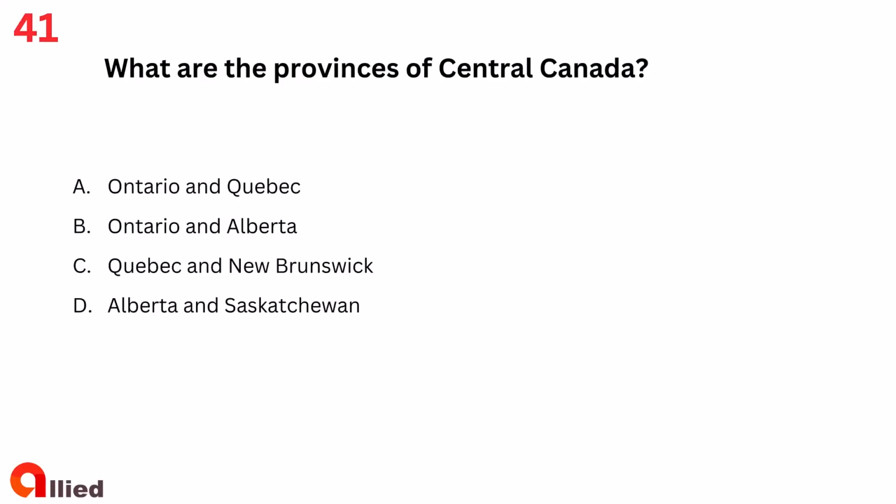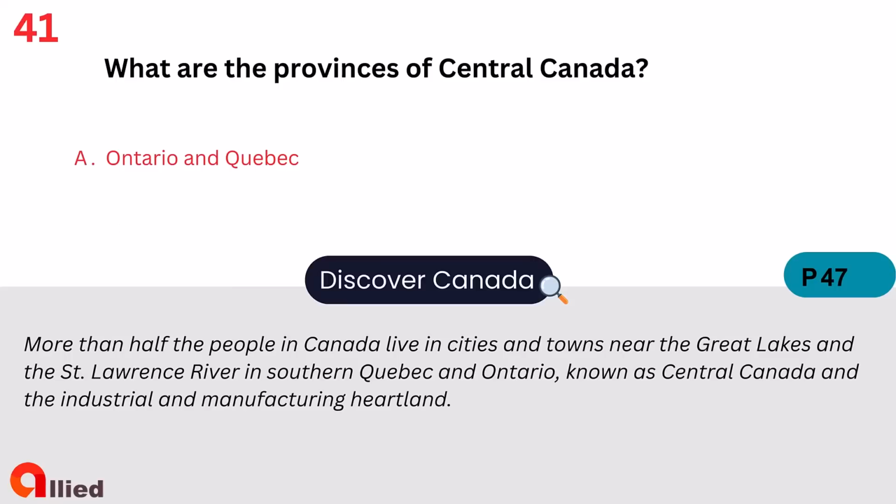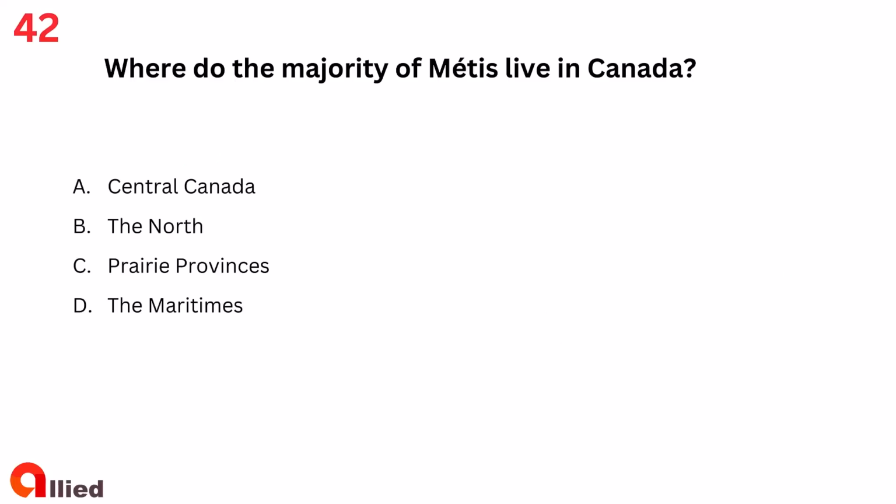Question 41. What are the provinces of central Canada? A. Ontario and Quebec. B. Ontario and Alberta. C. Quebec and New Brunswick. D. Alberta and Saskatchewan. The answer is A. Ontario and Quebec.